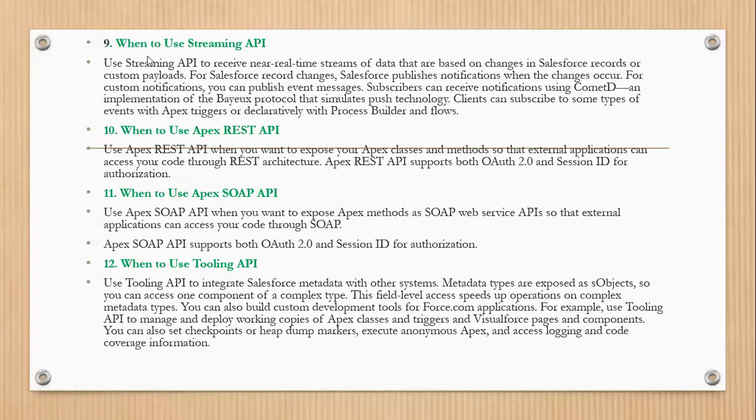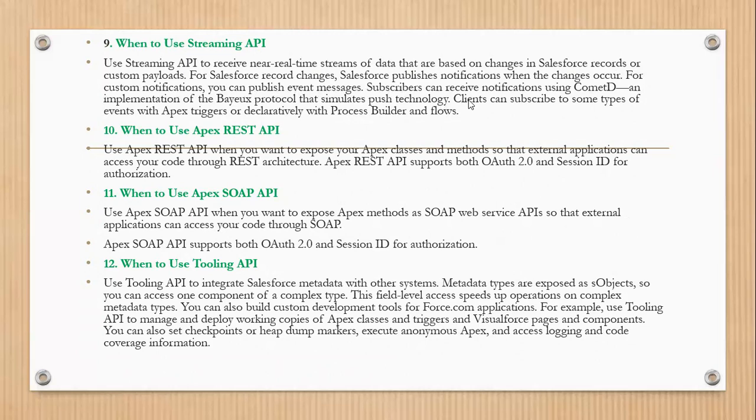Next, when to use the Streaming API? Use the Streaming API to receive a near real-time stream of data based on changes to Salesforce records or custom payloads. For Salesforce record changes, Salesforce publishes a notification when the changes occur. For custom notifications, you can publish event messages.